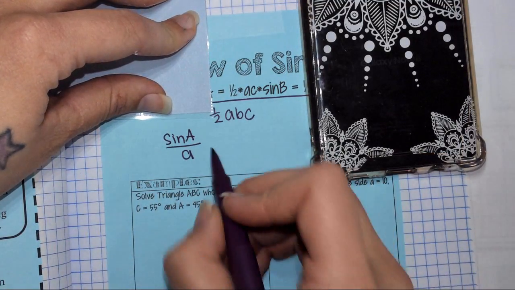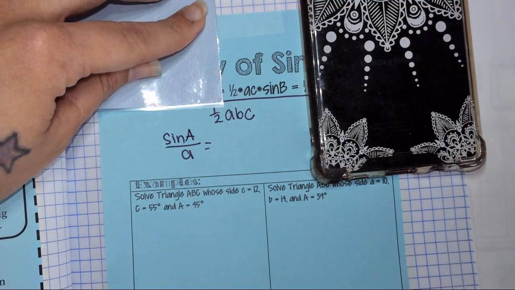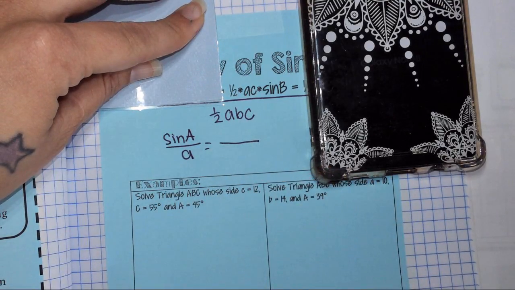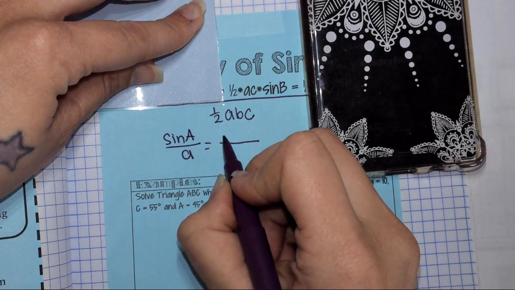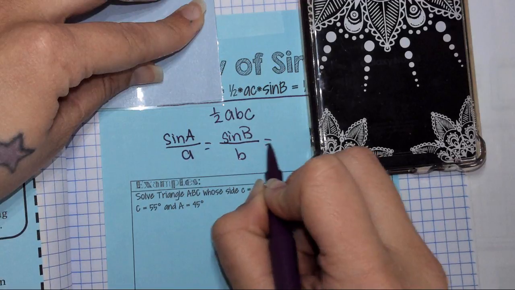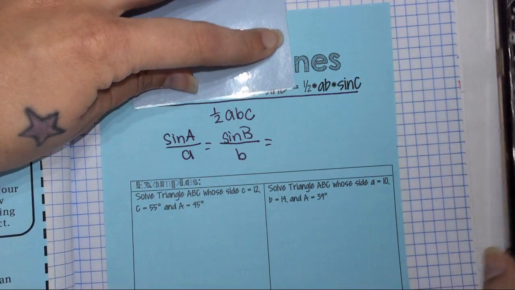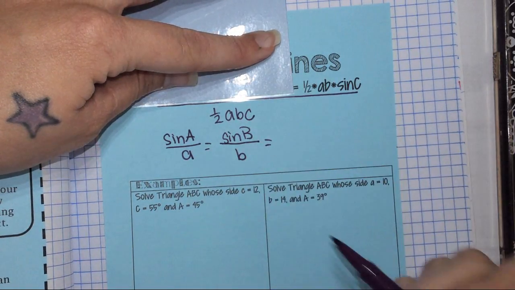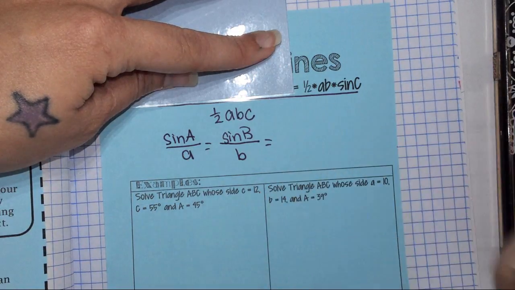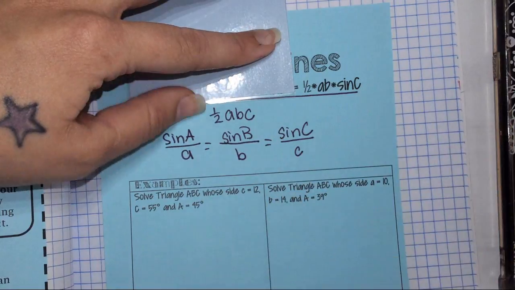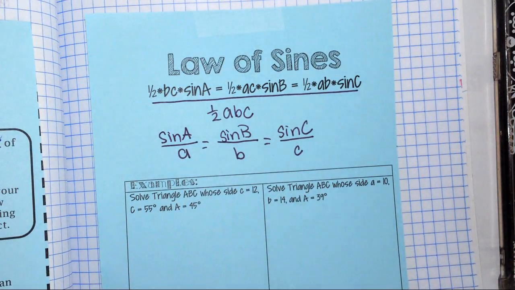What am I going to cancel out? 1/2 cancels. Okay, what else? A and C. So what's left over? Divided by lowercase b. Okay, for the last one, what's going to cancel out? Sorry. 1/2 and A and B. So what's left on top? And that is your law of sines.